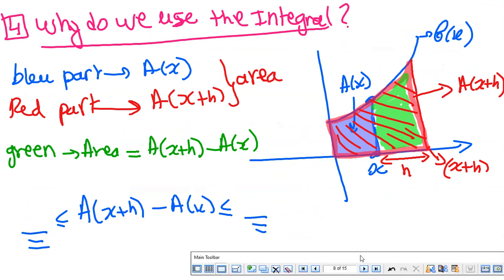Now the last part, and this is very important. Why do we use the integral? What is the objective of the integral? How do we use the integral?